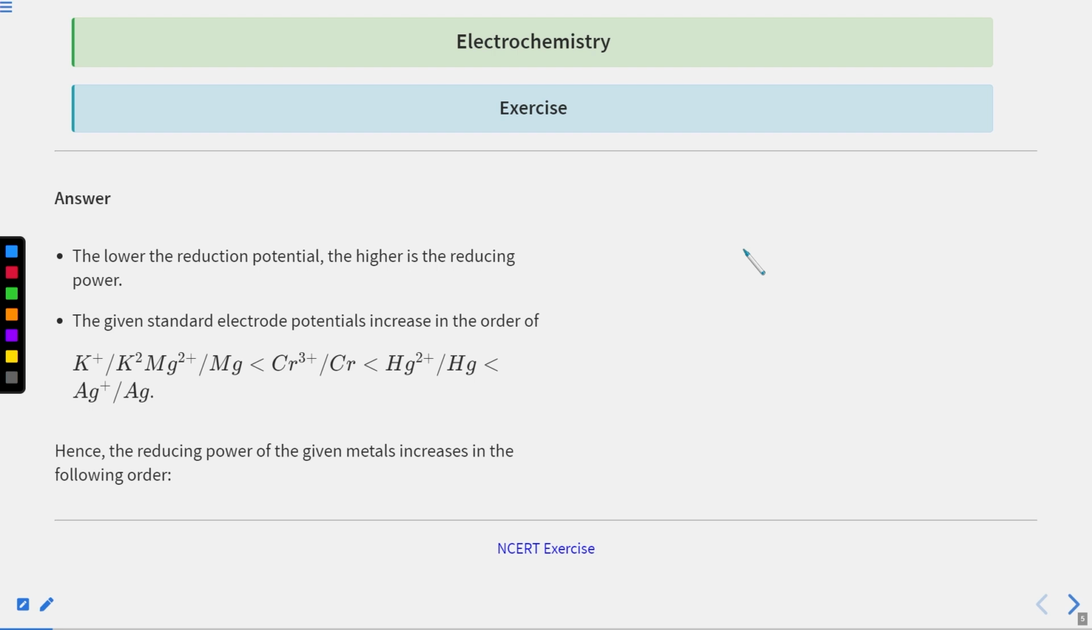Now, let us see the order. K+, Mg2+, Cr3+, Hg2+, and Ag. The same order is written here also. Clear?